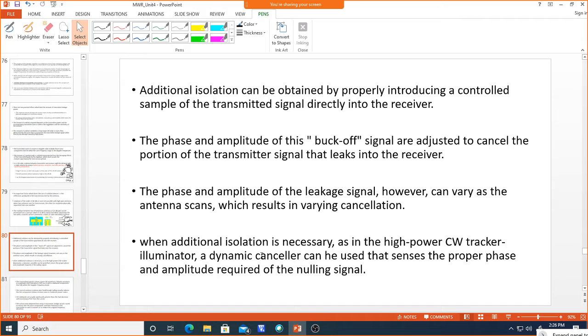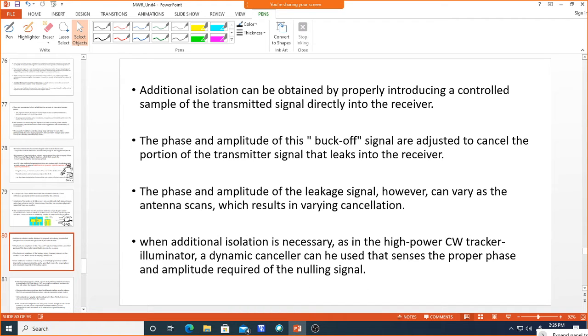So when additional isolation is necessary, like in the high power continuous wave tracker illuminator, this is one kind of radar. If high isolation is necessary, then we can use a dynamic canceller. The property of the dynamic canceller is that it properly assesses the phase and amplitude of the leakage signal as well as the echo signal, and it will null the signal exactly where the leakage signal and the noise signal coming from the echo are. It will assess the phase and amplitude of those signals and null them in the required direction.